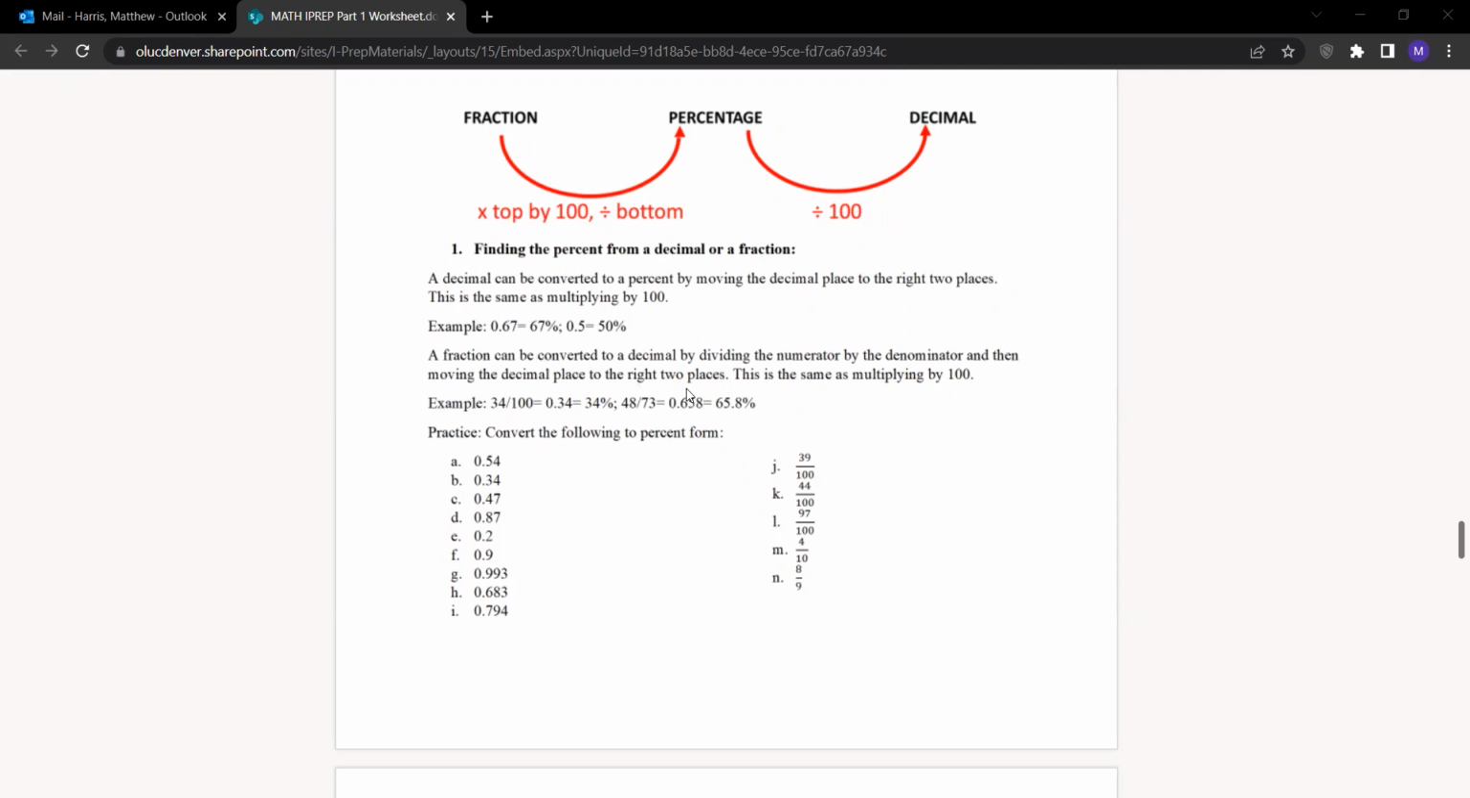Convert the following to percent form. So we have 0.54. Already we know that all we have to do is multiply this by 100, which just moves the decimal over two places. And I get 54%. Awesome. The next one, we have 0.34. Same thing, we just move it over. 34%. Actually, we have 0.47. Once again, it's two decimal places, so it's just going to be 47%.